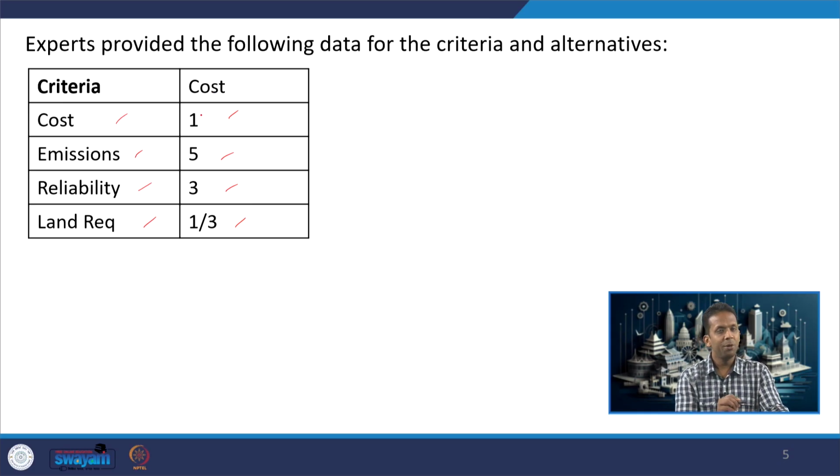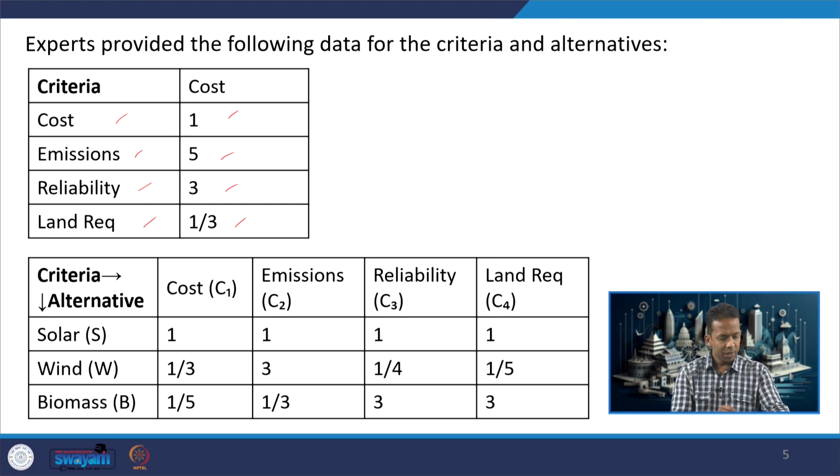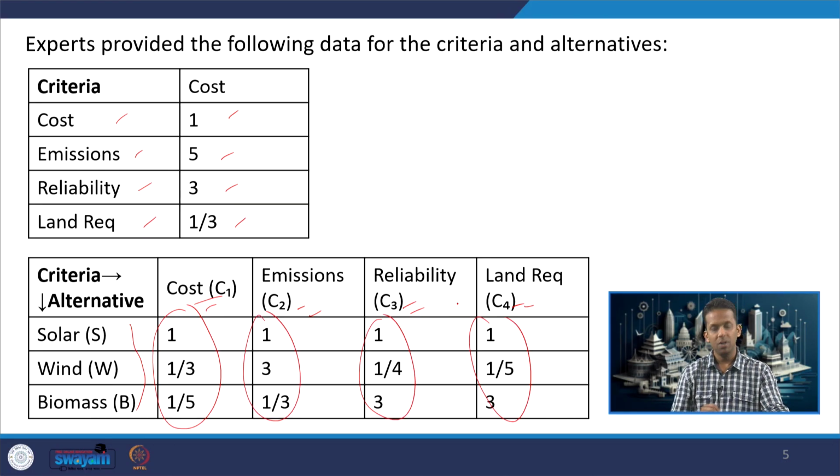So, cost is equally important with respect to cost, emissions are 5 times more important, reliability 3 times more important, and land requirement is 1 by 3 times, meaning it is less important than cost. That is the first column of the matrix, which gives you the data collected from the survey or the questionnaire. Similarly, for each of these 3 alternatives, under these 4 criteria, this is the data collected. For cost, these are the importances or preferences, and likewise for emissions, reliability and land requirement.